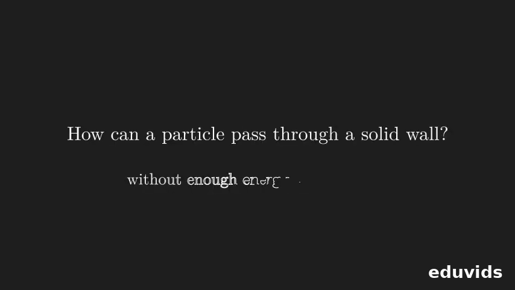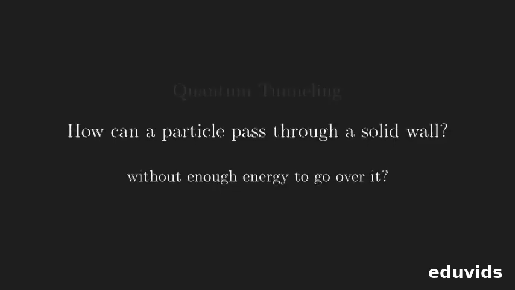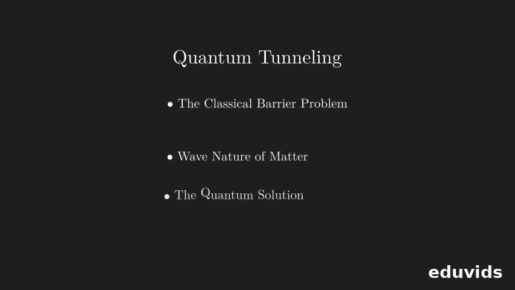How can a particle pass through a solid wall without having enough energy to go over it? Today, we will explore the strange quantum effect called quantum tunneling. We will first define the classical barrier problem and then explain how the wave nature of matter solves it.